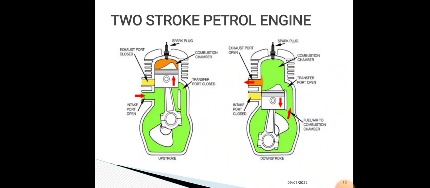The piston top usually has a projection to deflect the fresh charge towards the top of the cylinder, preventing flow through the exhaust port. This serves the double purpose of scavenging combustion products from the upper part of the cylinder and preventing the fresh charge from flowing out directly through the exhaust port. This is the working principle of the two-stroke petrol engine.